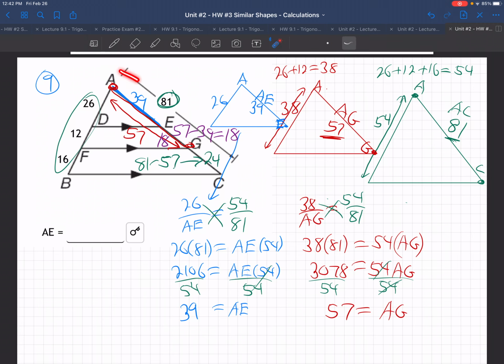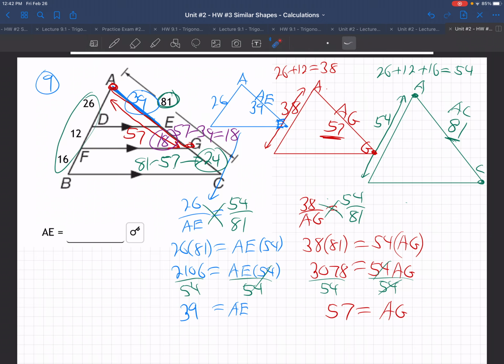81, because 81 is all the way down, minus 57, which is A to G. The difference right here must be 24. So I found this part is 18. We found all the parts. This is 39, this is 18, this is 24. We found all those little parts. So that's pretty complex, isn't it?